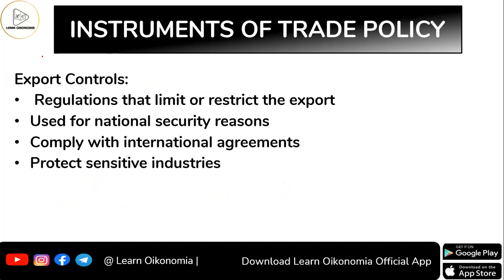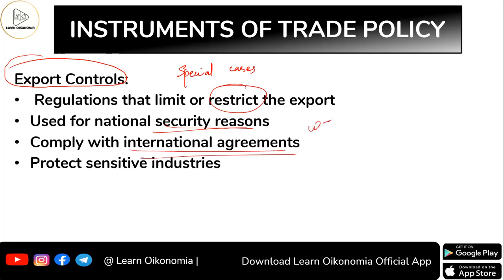Now, we are moving on to export control. What does it mean by export control? This is to restrict our export. Usually we have a tendency to increase our export. But in certain situations, in special circumstances, we would be supposed to restrict our export. This is mainly taken for some security reasons. And also you need to understand that we have to comply with international agreements.